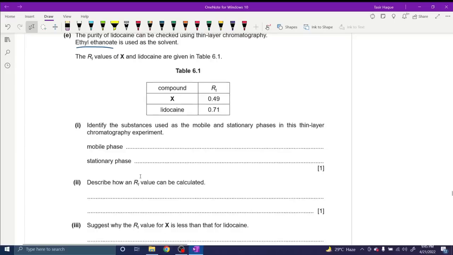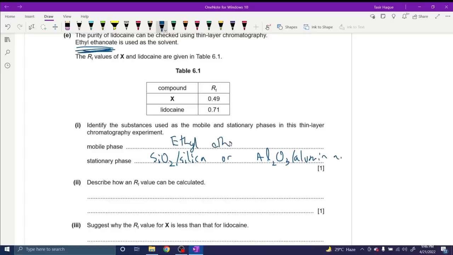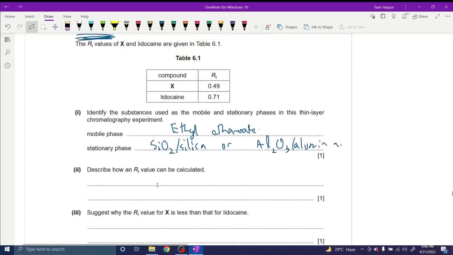Remember, the stationary phase is always going to be a solid coated on the chromatography plate. It is either SiO2, silica, or Al2O3, alumina. You can write any one, any one works. And the mobile phase is obviously the solvent, ethyl ethanoate. Describe how an RF value can be calculated.